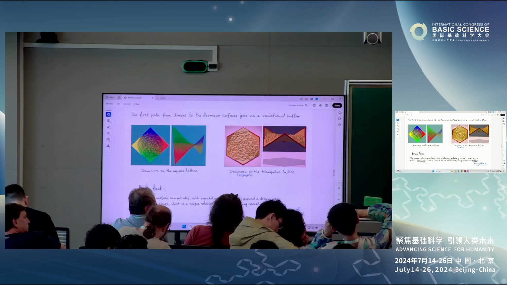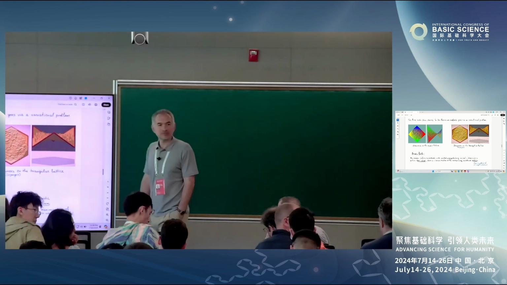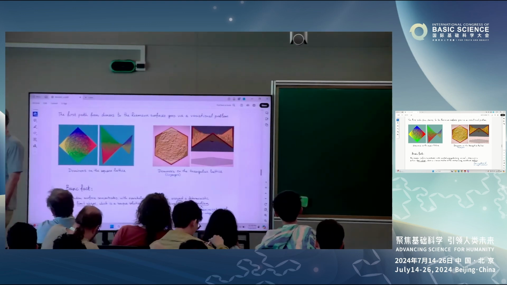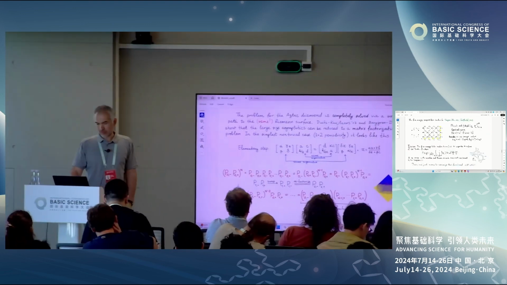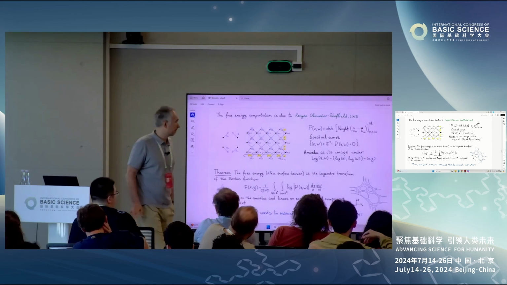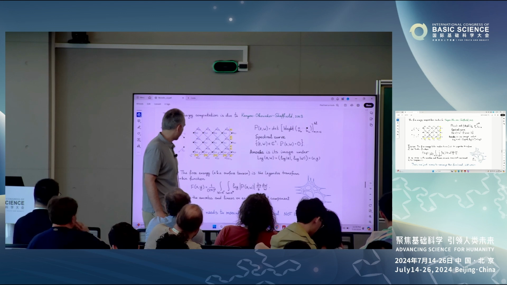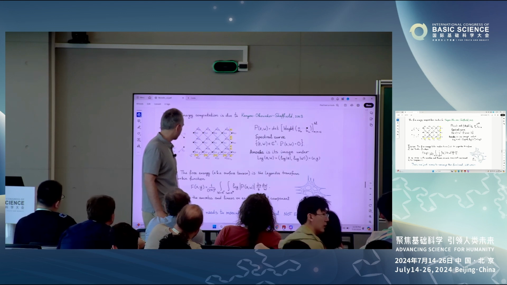Can you please show the slide where it was f of xy, like the free energy slide? The free energy, the value of the free energy. This one, yeah. I'm confused because it's a function of x and y. I suppose the energy should be a number, so I'm not sure what you're minimizing.